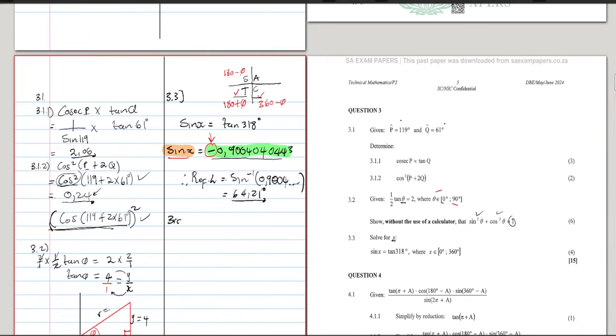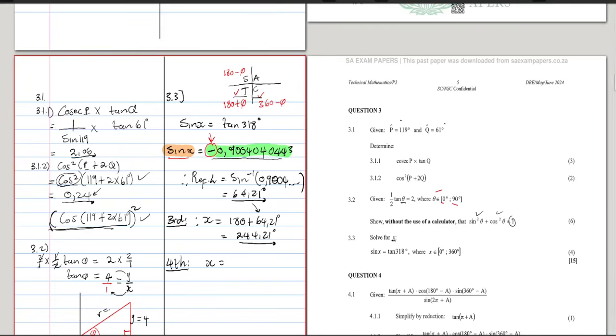So in the third quadrant, this is going to be my solution. x equals, in the third quad, 180 plus the reference angle, which is 64.21 degrees, equals 180 plus 64.21. I'm getting 244.21 degrees.